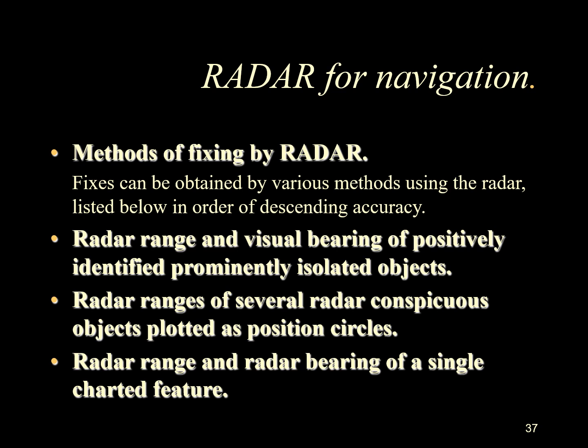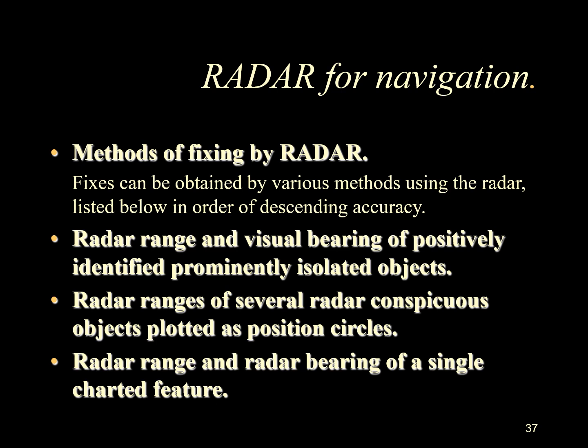For important fixes, it is best that the navigator himself should read off the ranges and bearings from the PPI, as the efficiency of individual observers at the interpretation of the display varies. Methods of fixing by radar. It has been explained that the range accuracy of radar is high, whereas its bearing accuracy is low compared with that of a visual observation. The descending order of accuracy of radar or radar-assisted position fixes may therefore be stated as radar ranges and visual bearing of prominent isolated objects, radar ranges of several radar conspicuous objects plotted as position circles, and then radar range and radar bearing of a single charted feature.